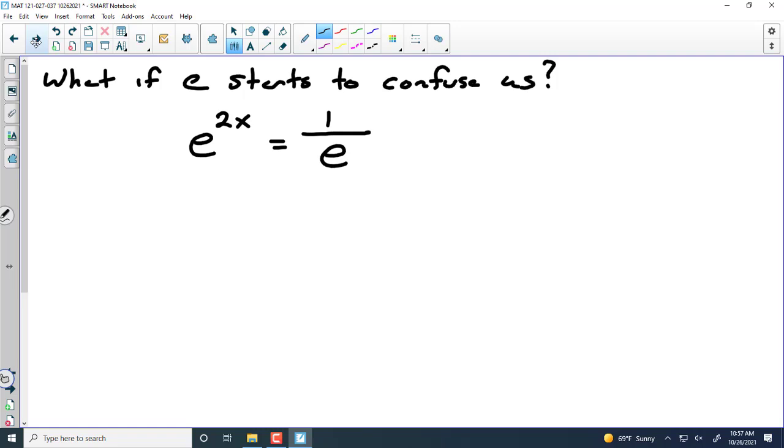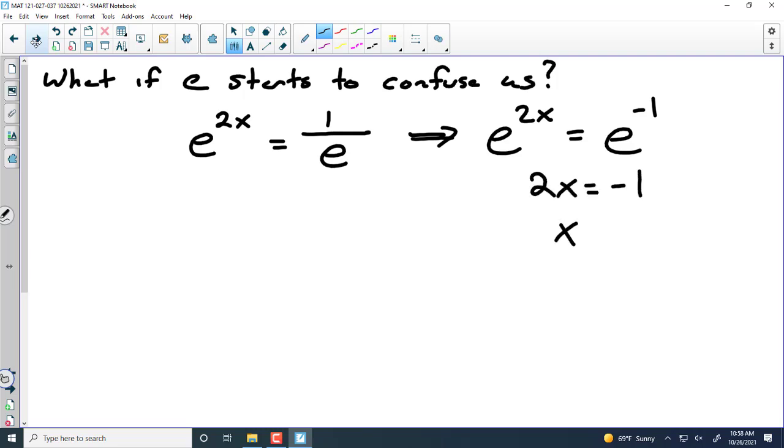Because e's brand new to us, so of course e's going to mess with us sometimes. But e is just like any other base. It's a positive number. How can you rewrite that right-hand side? e to what power? e to the -1. Good. And just like that, because you weren't scared of e, you get something where the bases match. 2x equals -1. X equals -1/2.